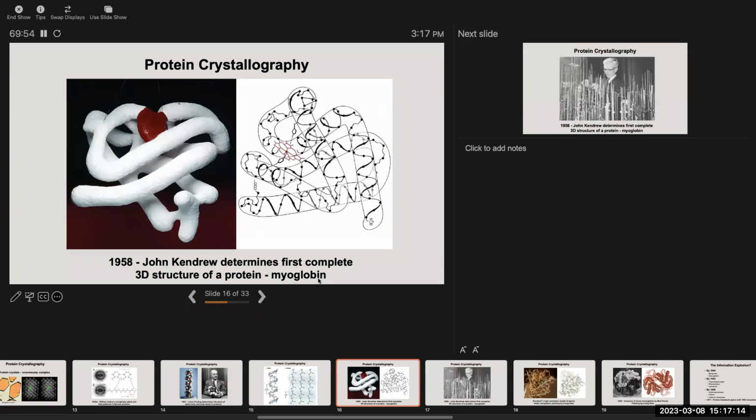Kendrew and Perutz were both, I think, postdoctoral researchers working in this lab. And their research advisor wanted them to work on the 3D structure of proteins, to see if they could figure out the 3D structure of an entire protein. And the research advisor, I think, recommended that they use two different proteins that crystallize very easily. I already mentioned these earlier.